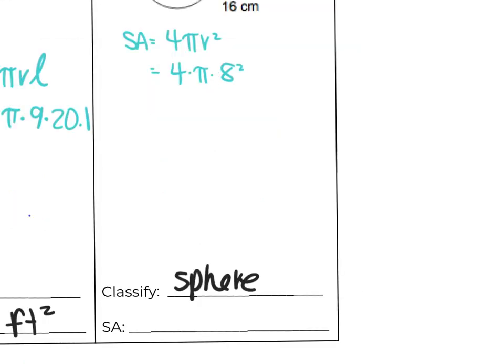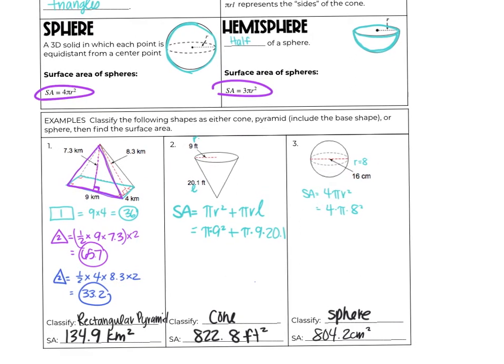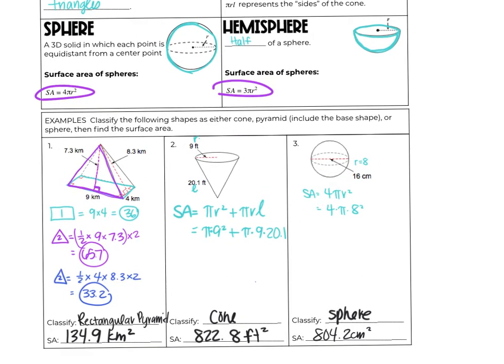So 804.2 centimeters squared. Okay, so we're good on this page. Flip the page.